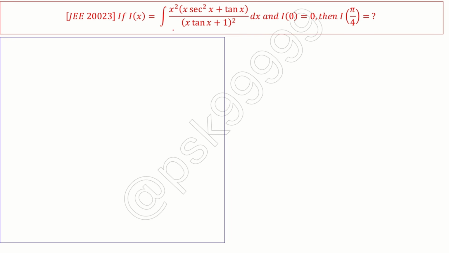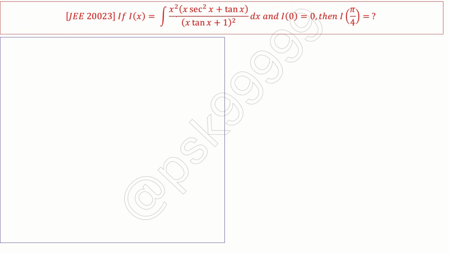If I(x) equals the integration of x² (x sec²x + tan x) divided by (x tan x + 1)² dx, and I(0) equals 0, then what is the value of I(π/4)? Okay. If I take x tan x + 1 as my temporary variable t, then I get (x sec²x + tan x) dx equal to dt.